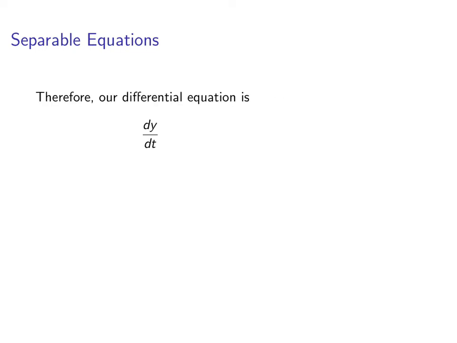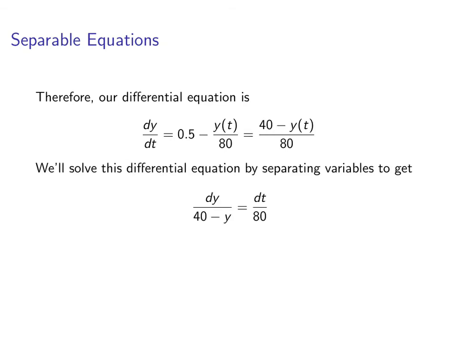All right, so we can write down what our differential equation is now. dy by dt is 0.5 minus y of t over 80. We can rewrite this as 40 minus y of t over 80. And what we're going to do is separate variables. So we'll divide by 40 minus y, and we'll multiply by dt. So we get dy over 40 minus y equals dt over 80.